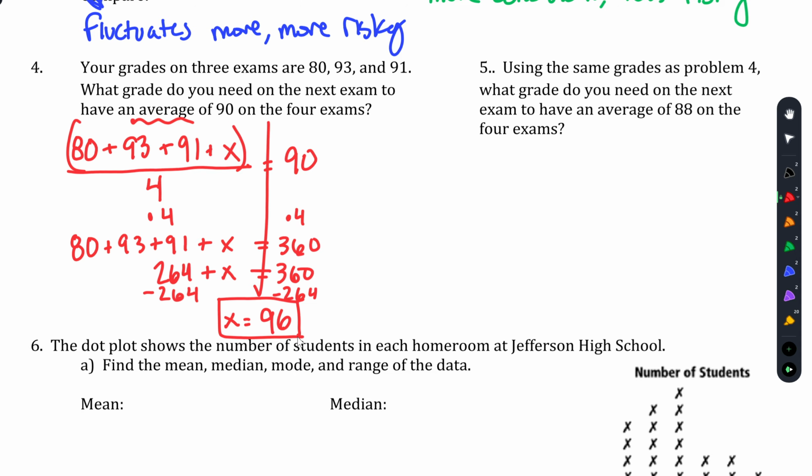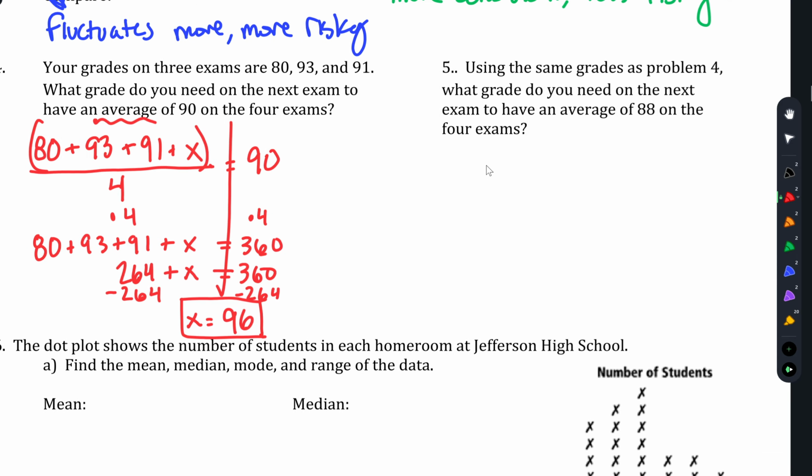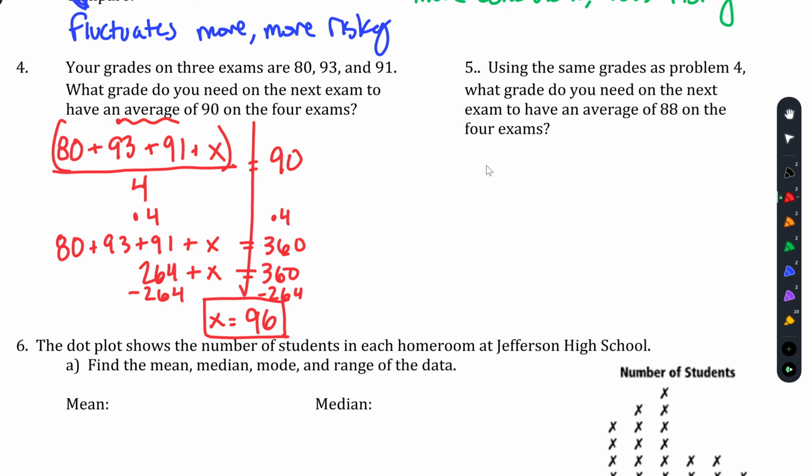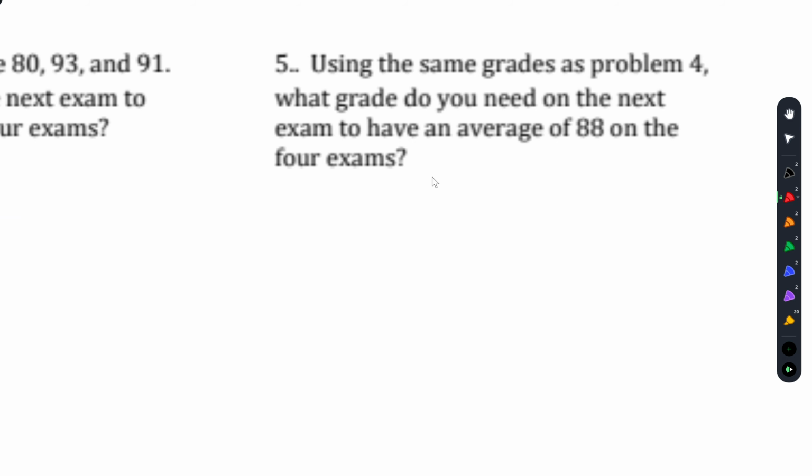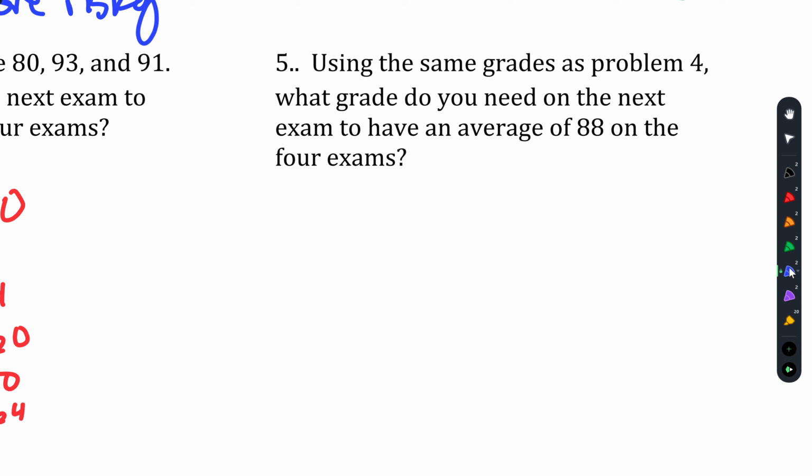Somebody was like, oh, I don't think I can get a 96, so maybe an A isn't achievable for me. What about a B plus? So they're saying use the same 3 grades. I don't think I can get an A. Let's aim for an 88 instead. Can somebody help me set this problem up? Same problem, except we're getting an 88 instead of a 90 now. What's my setup look like?